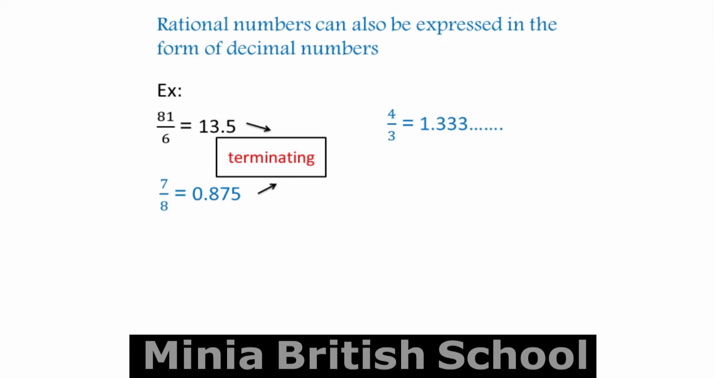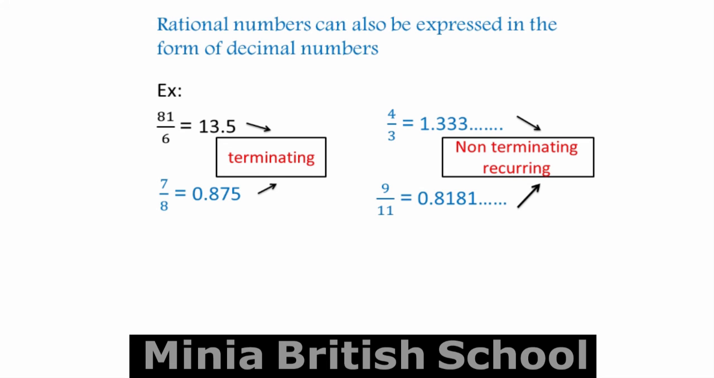But here 4 over 3 equals 1.333 and so on. We note the number 3 fills the screen of the calculator, and 9 over 11 also equals 0.8181 and so on. Here the two numbers are called non-terminating recurring. Why? Because the decimal part in the two decimal numbers is repeated, okay?